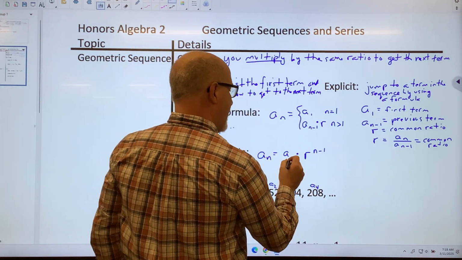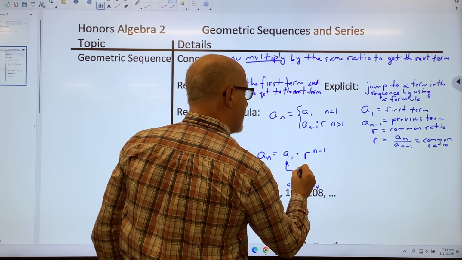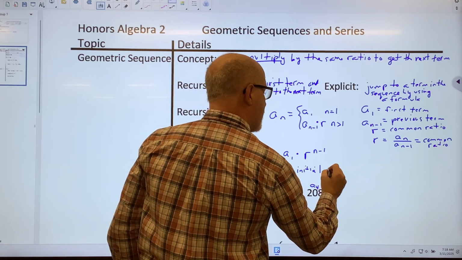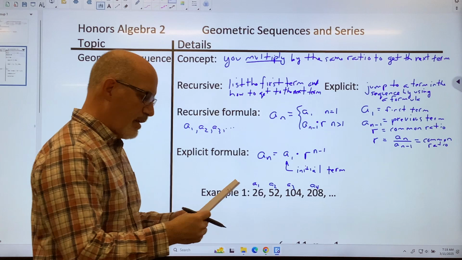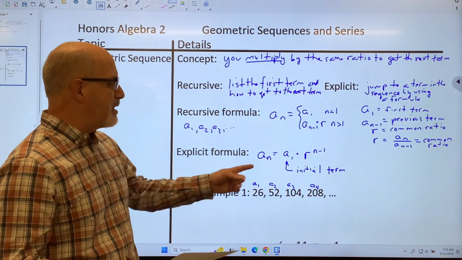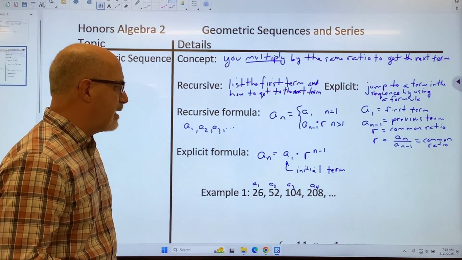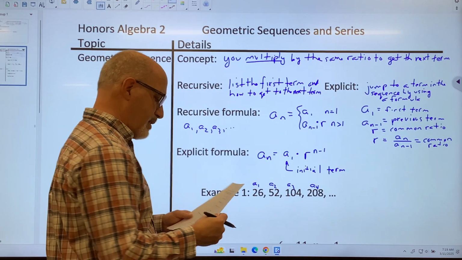Again, a sub 1 here is my initial number, initial term, so the beginning term for it. Okay, now let's go ahead and work with this, and sometimes we might just list this as an A, as we do sometimes in our interest rate formulas instead of a sub 1. All right, let's go ahead and work with this now.